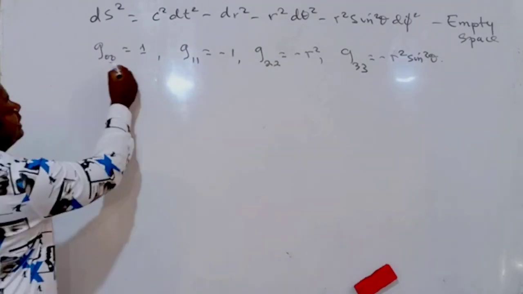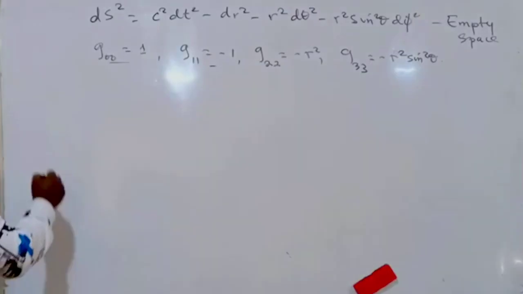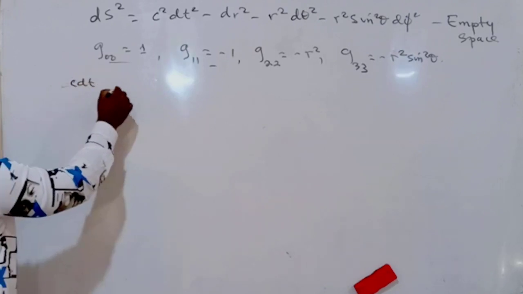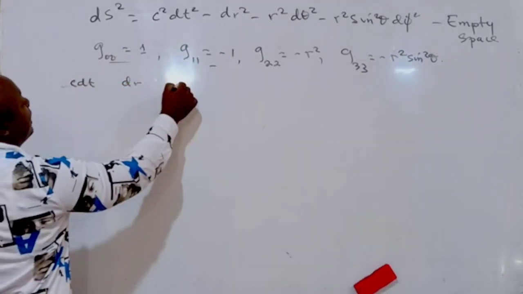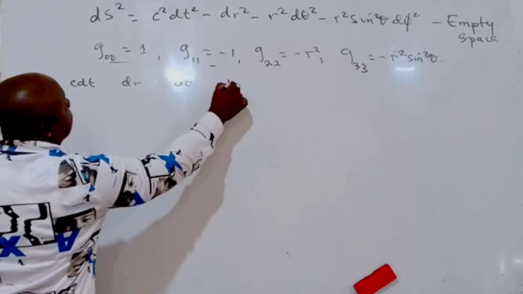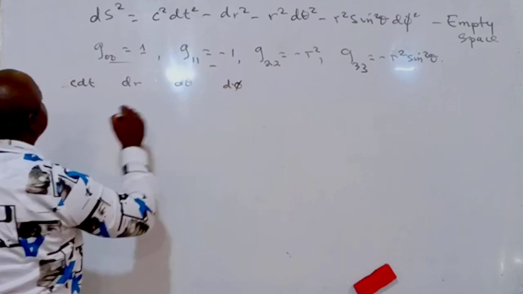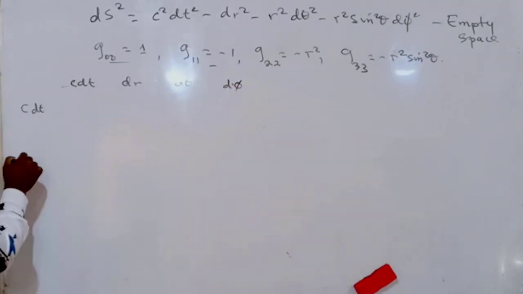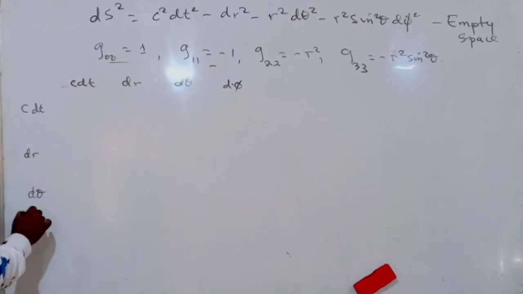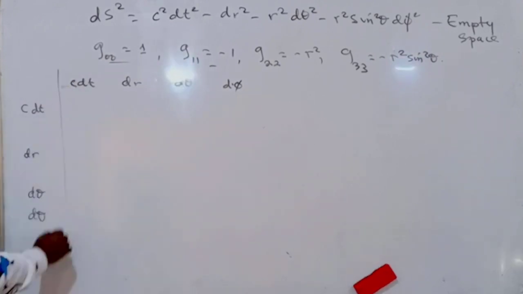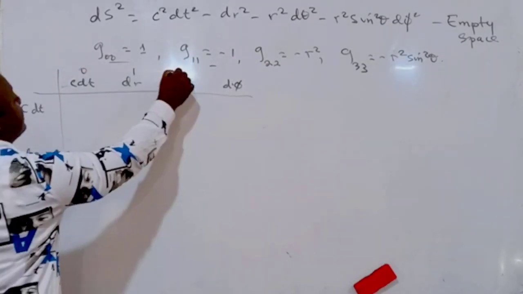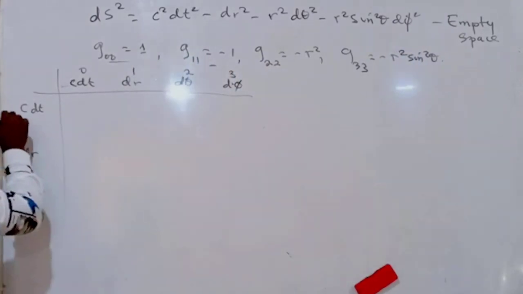I hope you can deduce this from this. Look at it. We have c dt, dr, d theta, d phi. We also have c dt, dr, d theta, d phi. So actually this is 0, this is 1, this is 2, this is 3. Same this way.